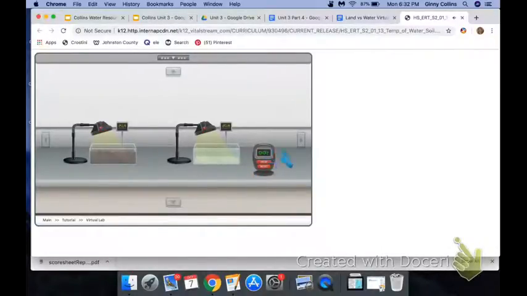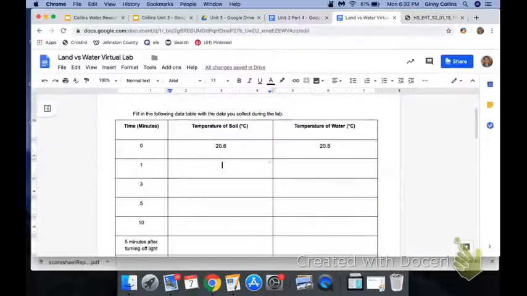So you have a timer down here, and this timer is going to time how long the lamps are on, and going back to your data table. Whenever that timer gets to 1 minute, you write down the new temperature for both of them. You write down the new temperature for each one. You do not need to pause the timer. Just keep the timer going. You never need to stop it.